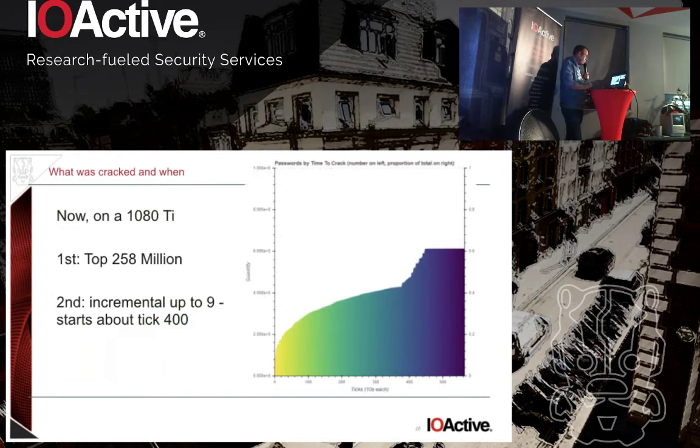And then there's a good card, which is a 1080 Ti. That's a run with the top 258 million, which curves off gradually, and then the incremental phase kicks in, and that suddenly goes up quite quickly. And I think it levels off when it gets to 9 characters.